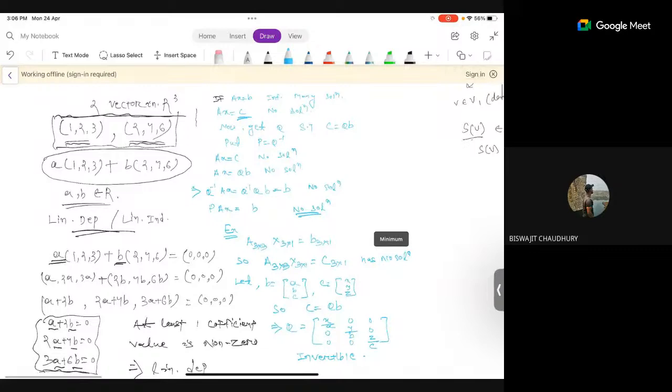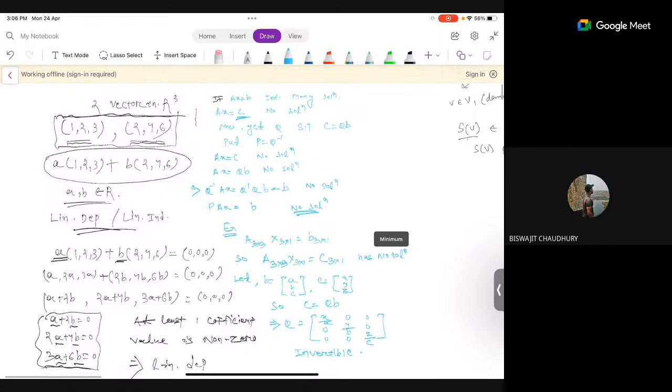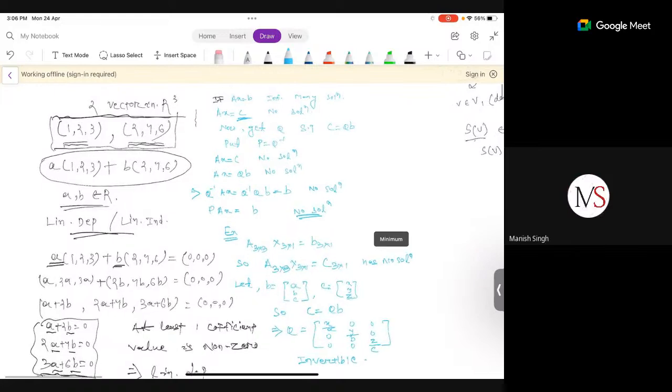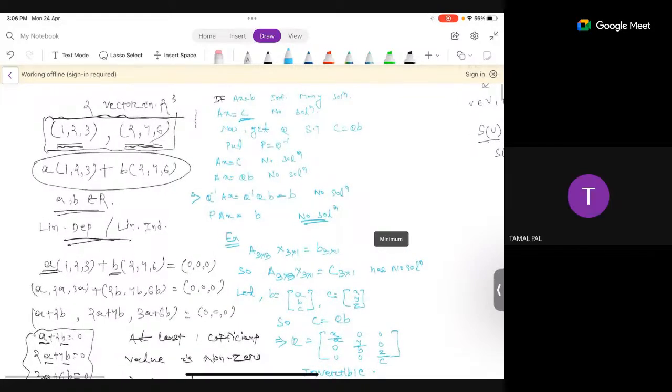All of you got it? If you have any doubts, then please ask. Sir, can you please explain it once from the beginning? This is a new concept. Also, with the rationale, why did we take C as having no solution?